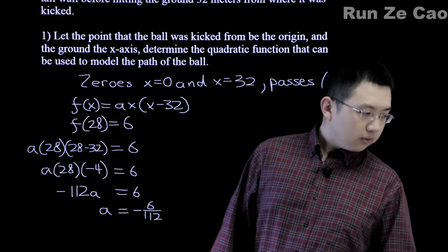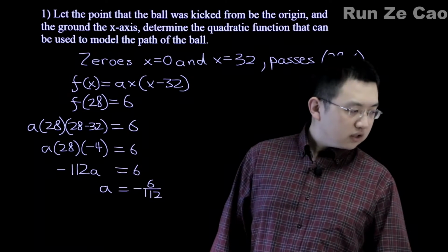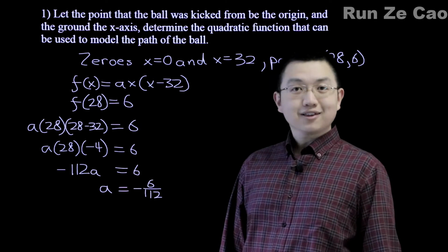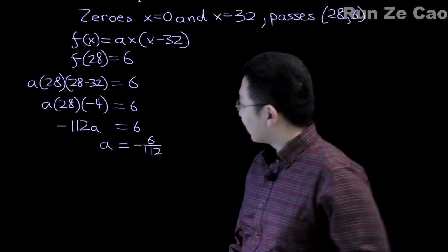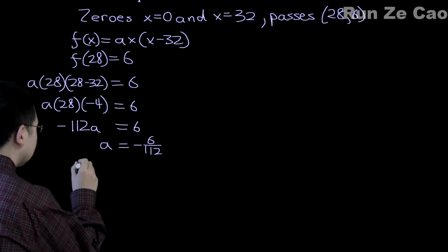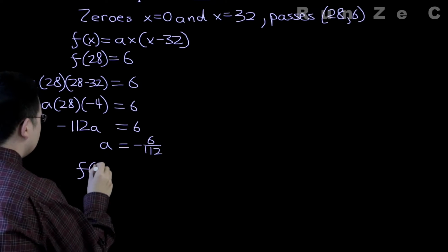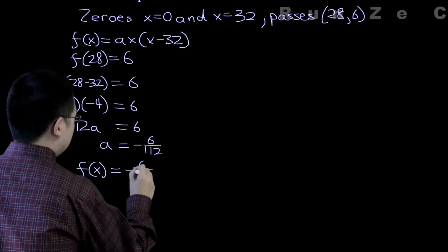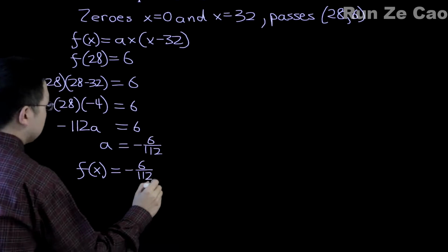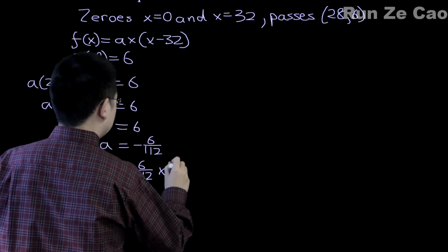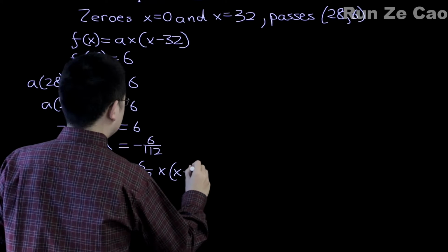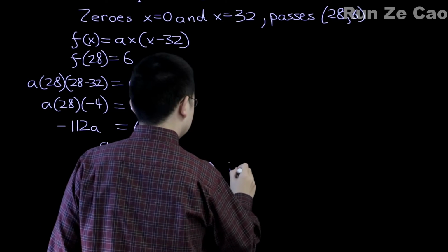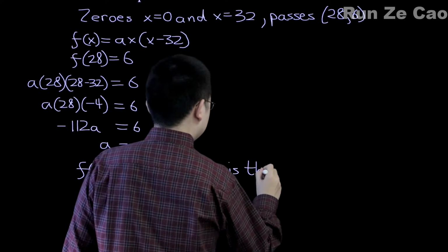So yes, okay, we're supposed to determine the quadratic function. There are no instructions about what form we have to put this in, which means we're going to put this in f of x equals negative 6 over 112 x times x minus 32 is the desired function.